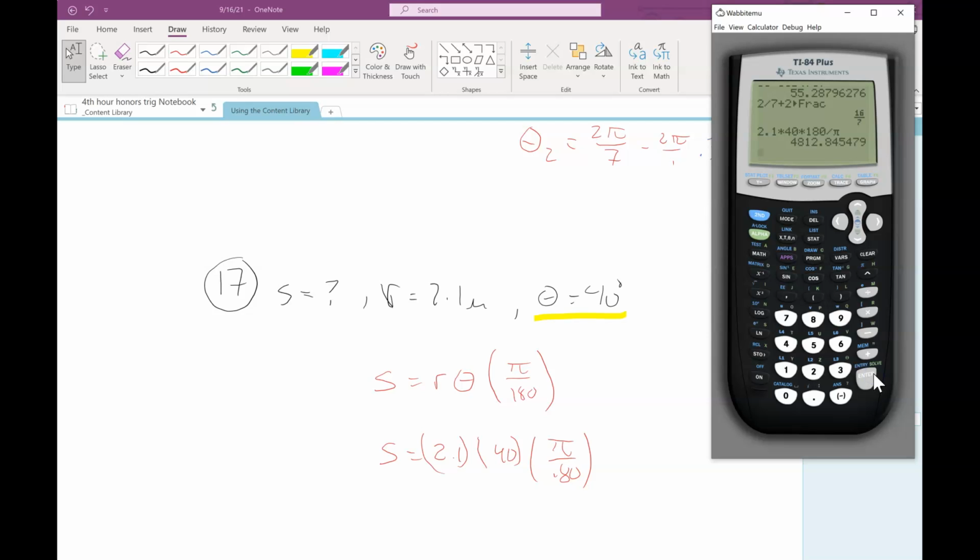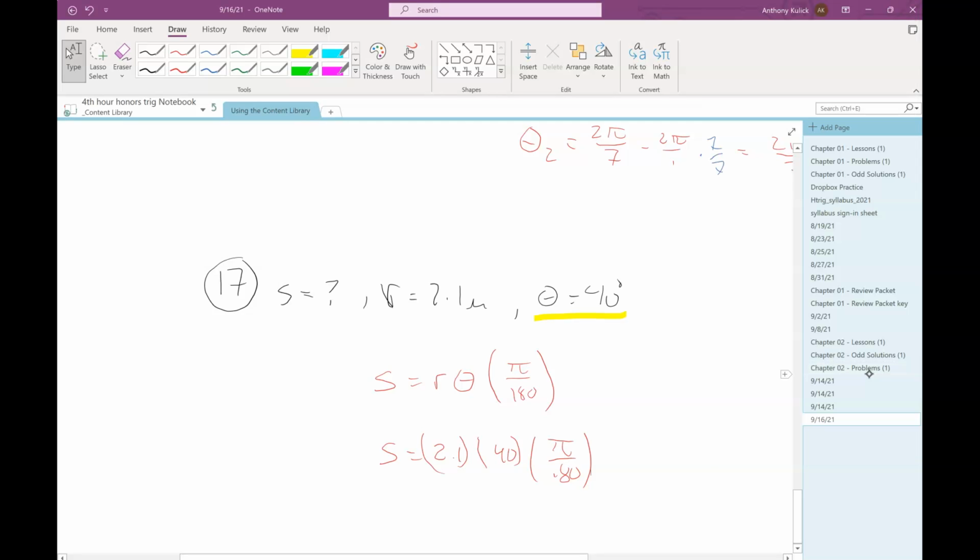And I got, oh my goodness, look what I did. I did 180 over pi instead of pi over 180. Great googly moogly. That's a heck of a typo, Mr. Kulik. That's better. So 1.46 or 1.4, I guess 1.47. I think these ask for 2 decimal places. And the unit here was meters.